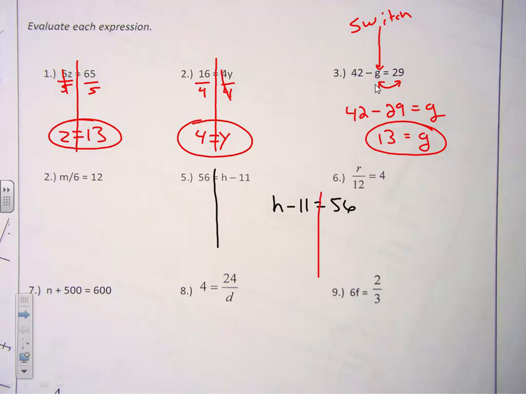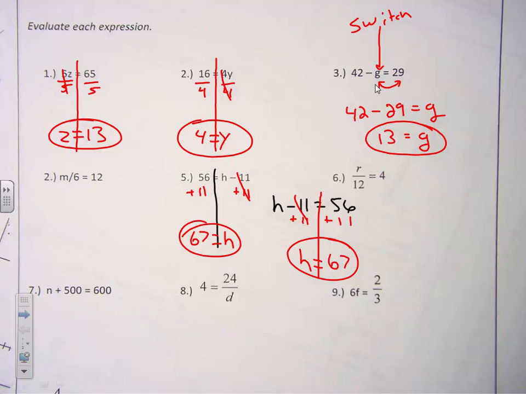Okay? All I need to do to get h by itself is the inverse of subtract 11, which is add 11. That will get rid of it. I got my h's where I want them. Since I added 11 there, I add 11 here. 56 and 11 is 67. So either way you like that one is fine.